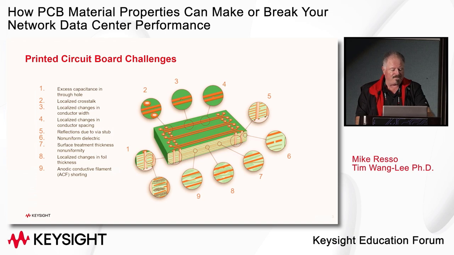And then the foil thickness can vary occasionally on these big production lines. And then something that IBM discovered a few years ago called anodic conductive filament shorting, where there's migration of silver ions if that silver solder is ever used. So these are all issues that can pop up, and even though you've designed a perfectly controlled impedance environment on your printed circuit board, it's not guaranteed that's how it's going to be manufactured. So you've got to do quality checks on incoming.